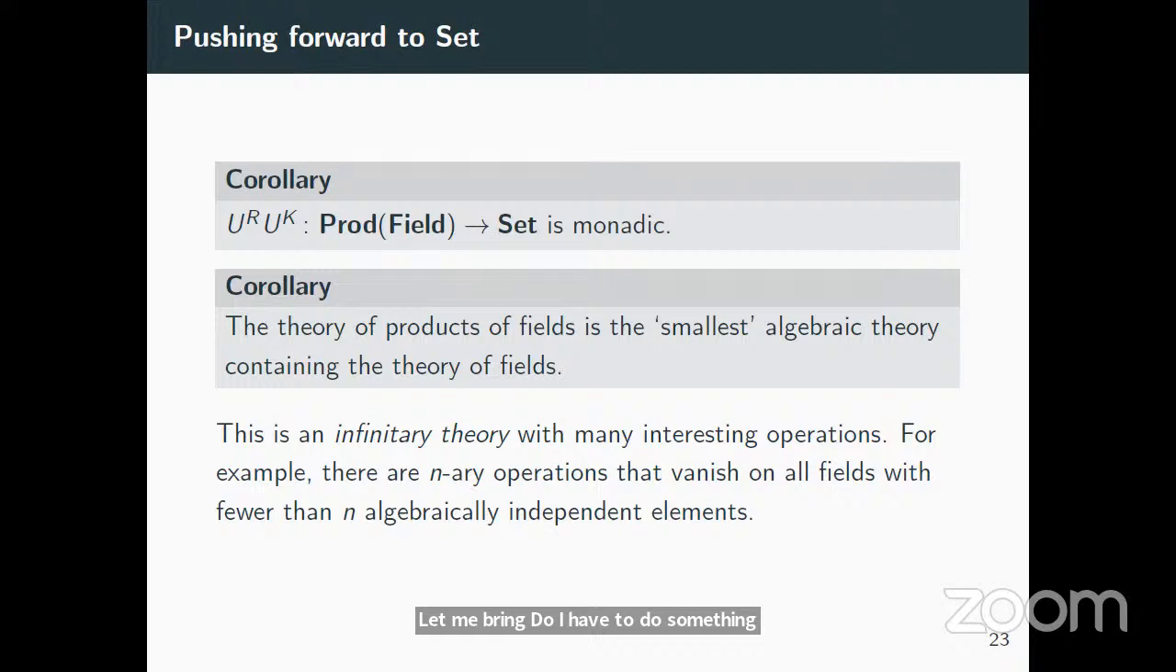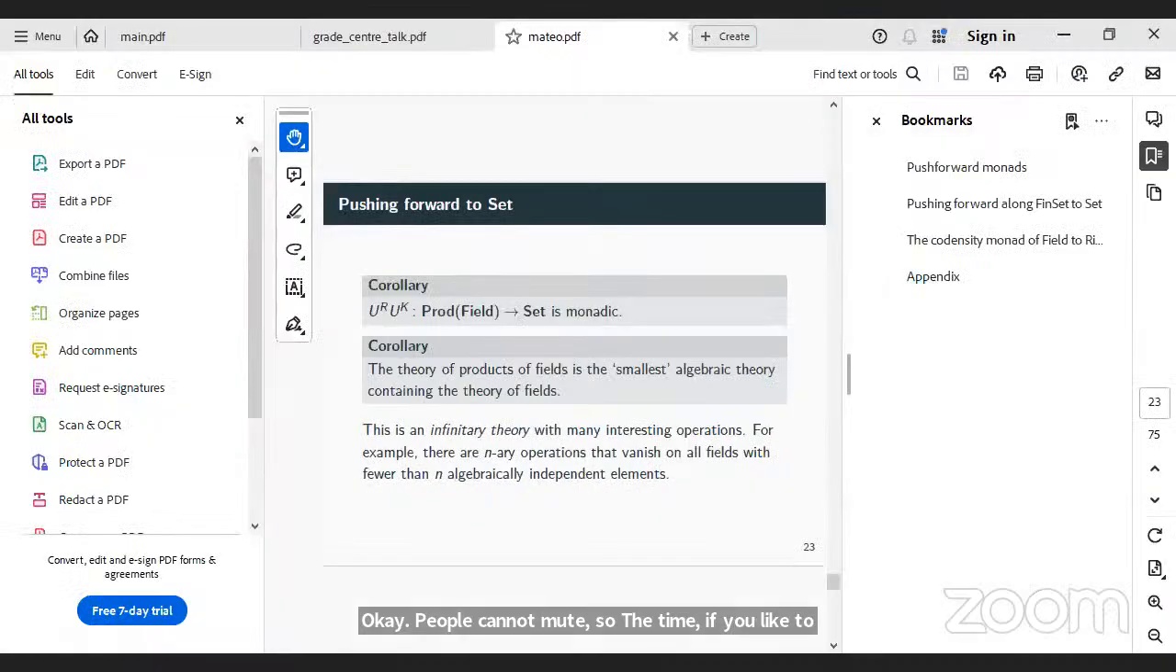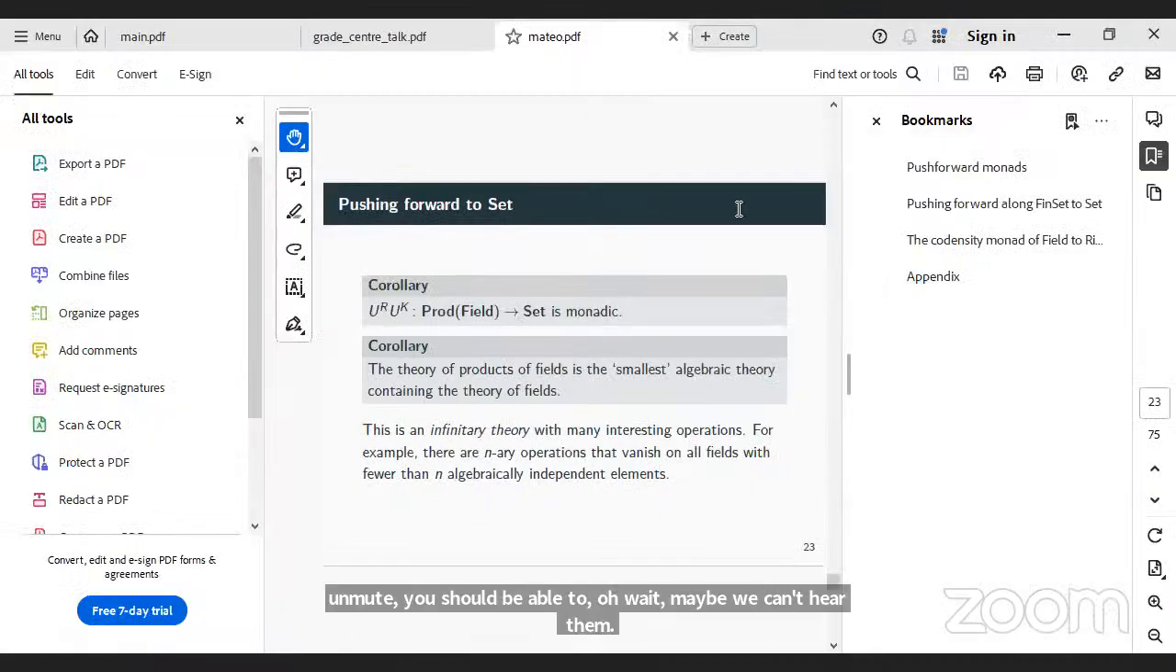Well, the thing I was going to say, and I was hoping to get lots of Nathaniel, was that your discussion of fields reminds me of the work of the EDS, and Nathaniel is the modern expert on that. Well, curious to say. Yeah. People cannot mute, so Nathaniel, if you'd like to unmute, you should be able to. Oh wait, maybe we can't hear them. No, we're making sound. Oh, you can mute.